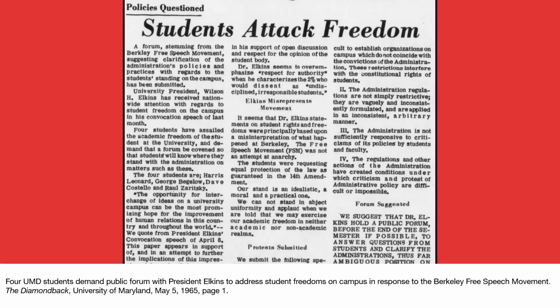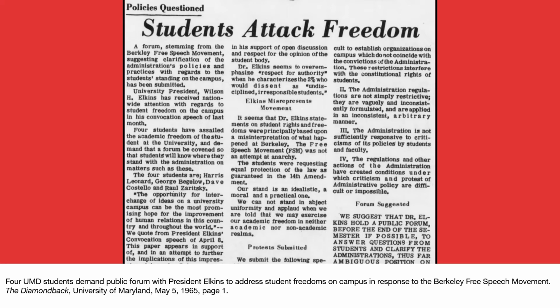This movement adapted tactics from the civil rights movement, and thousands participated in the months-long series of mass demonstrations. The free speech movement not only inspired students at other institutions, but provided a framework for student activists to make demands on their own administrations.